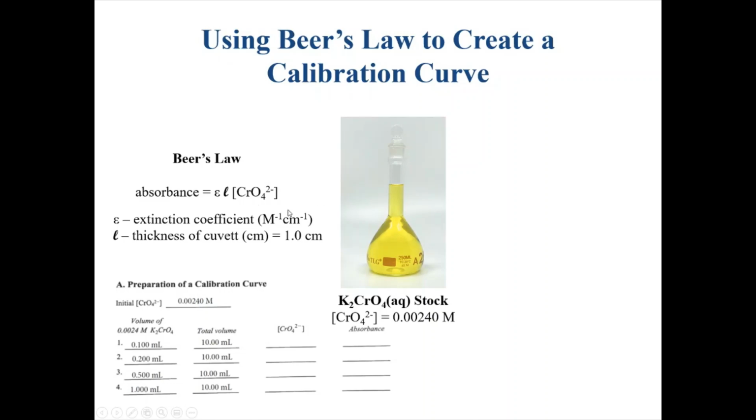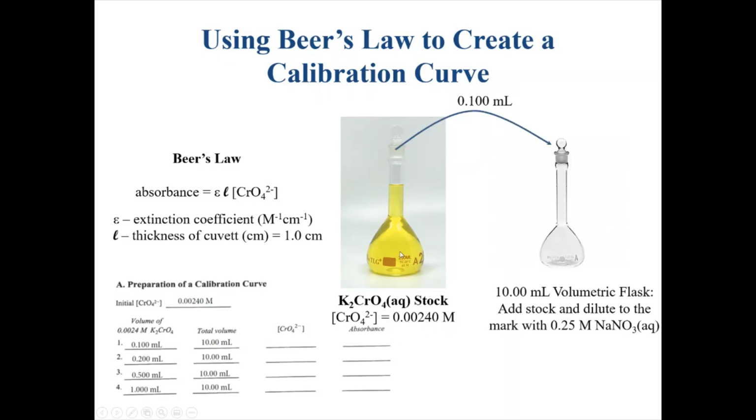So the way that we're going to make our concentrations of chromate is we're going to take a stock solution. And the stock solution that the lab techs would have made would have been 0.00240 molar. Note the significant figures because that's going to be important. And then what you're going to do is to make a whole bunch of different solutions out of this stock solution. We're going to take some of that stock solution, put it in another volumetric flask, and then dilute to the mark with 0.25 molar NaNO3. Now here's where the concentration of NaNO3 comes in. As we make all of these solutions of different concentrations, the environment is going to be the same.